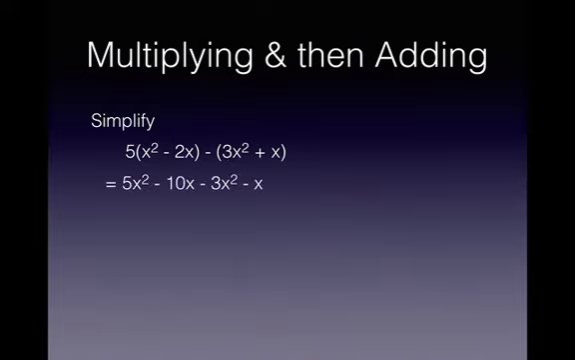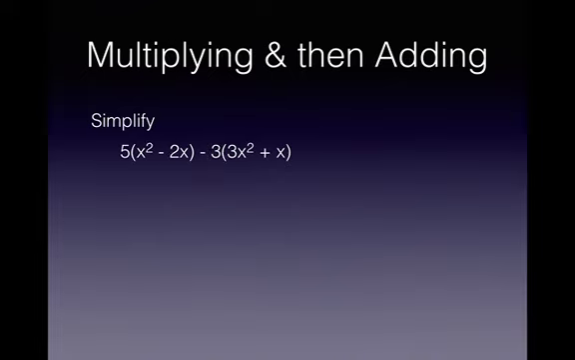Okay, the multiplication is done. Now it's time to add and subtract. So keep the like terms together. That will give me an 8x squared. And keep the other like terms together. That will give me a minus 11x. Okay, last example, gents. Multiplication first, identify the like terms, and we should get minus 4x squared minus 13x.